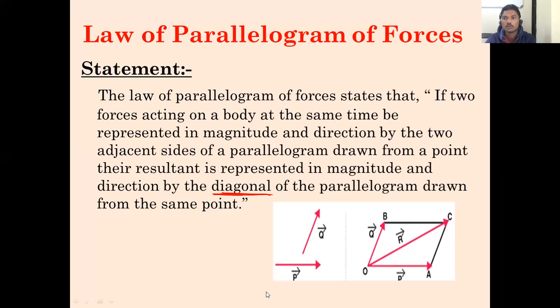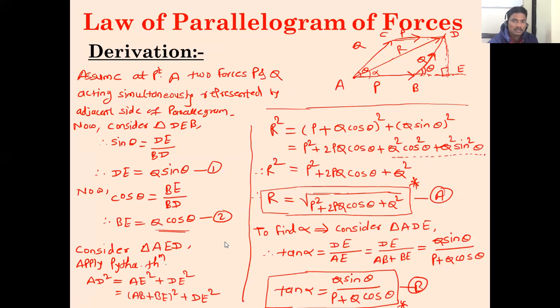So if two forces are represented as adjacent sides of a parallelogram, then their resultant can be represented by the diagonal. The condition is that there should be two simultaneous and concurrent forces. That is the required condition. Thereafter we have seen the simple derivation.